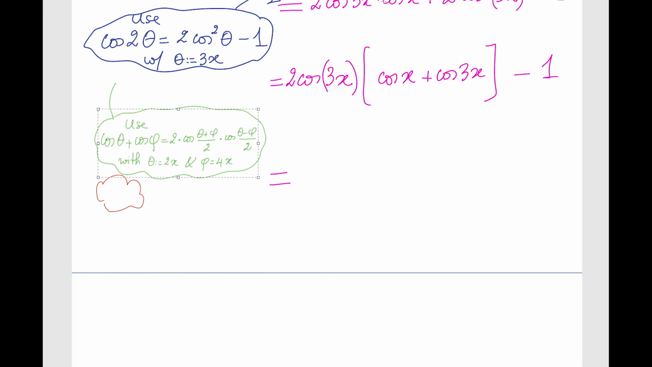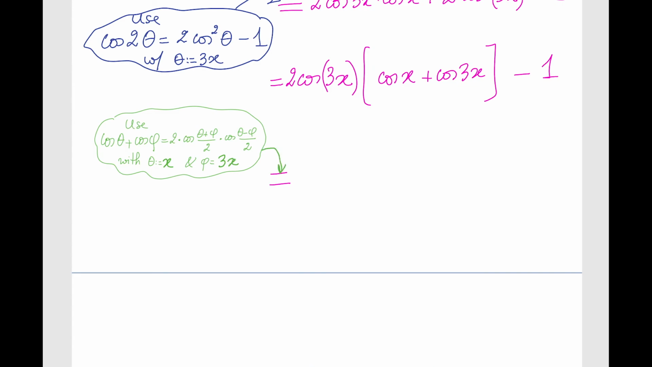So this time around, I'm not going to use it for those theta and phi. I'm going to use it for something else. Let's be very clear what these guys are. So who's theta and who's phi? So cosine of theta plus cosine of phi. Apparently I can use theta to be either x or 3x, as long as I use phi to be the other one. So let's choose theta to be, say, x.